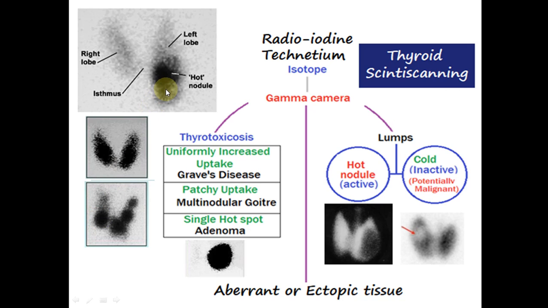Now, we say hot nodule and cool nodule. A hot nodule will be the one that makes excess uptake of the radioiodine, and it usually represents a functional or hyperfunctional unit of the thyroid gland. For example, we can see that this is an active hot nodule. But one very important thing that I want to mention is that hot nodules usually do not have malignant potential.